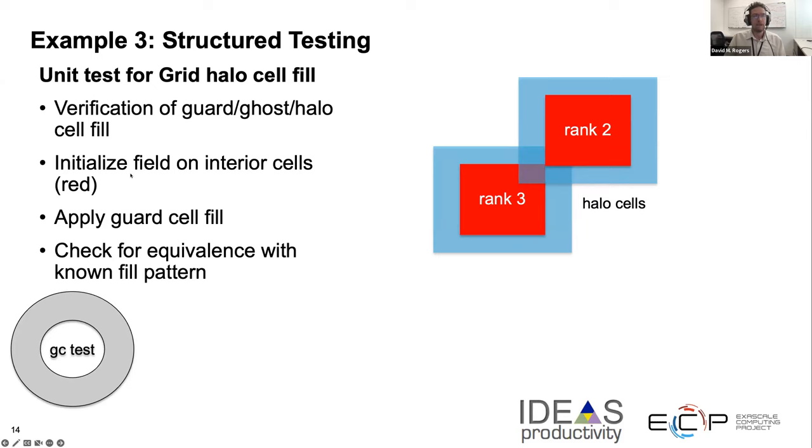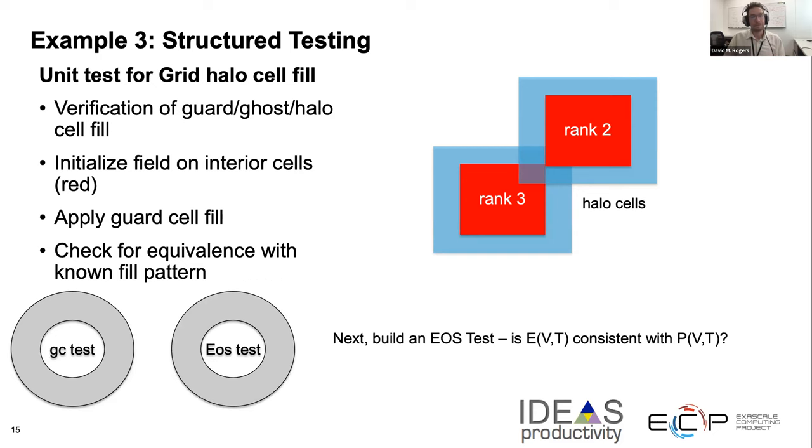These functions are just standard, you know, sine or cosine or something, where they know what the function is and they fill up the grid with the function. Then they run the Halo exchange and they can verify that the known function has been exchanged correctly.